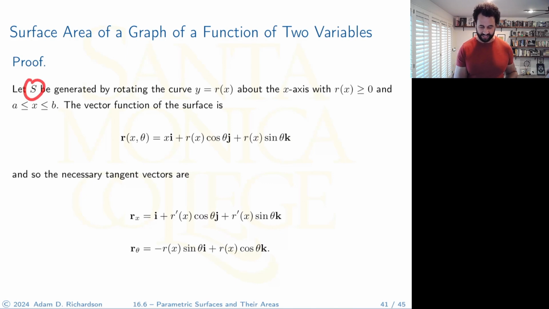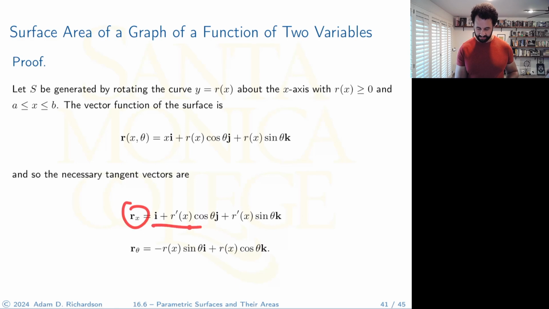Suppose that our surface S is generated by rotating the curve y equals r of x about the x-axis. We're just going to assume that r of x is greater than 0, so we don't have any issues with the rotation. We're going to integrate with respect to x from a to b, and then this is our vector function. Just like we had earlier: x, r of x cosine theta, r of x sine theta, using that right triangle trigonometry.